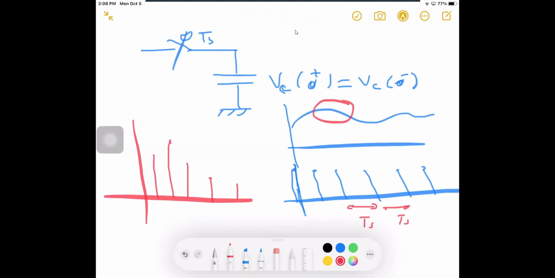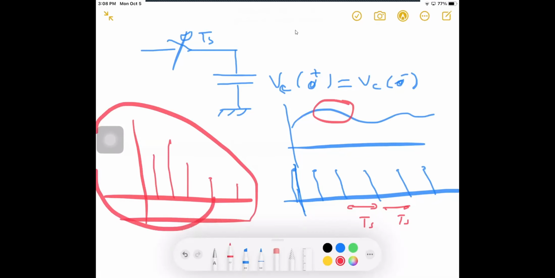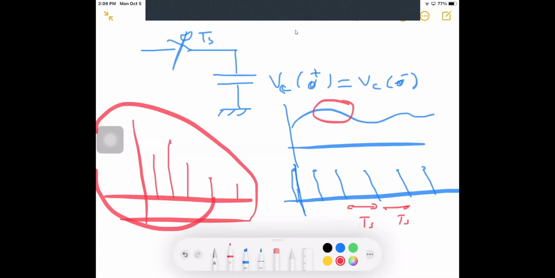So the action of this switch is that it closes and opens every TS seconds. So this will generate the discrete signal shown in red. The operation of the switch will be like this function, a stream of impulses multiplied by the original signal to get what? To get the discrete time signal.